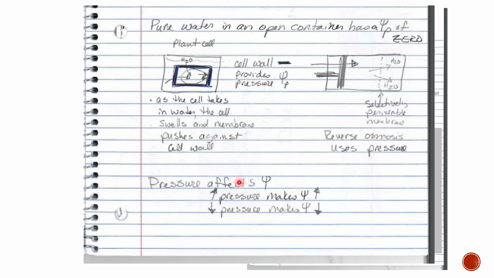Pressure affects water potential. If you increase the pressure, that's going to make water potential increase. An increase in pressure increases water potential. If you decrease the pressure, it's going to decrease water potential. A decrease in pressure decreases water potential.